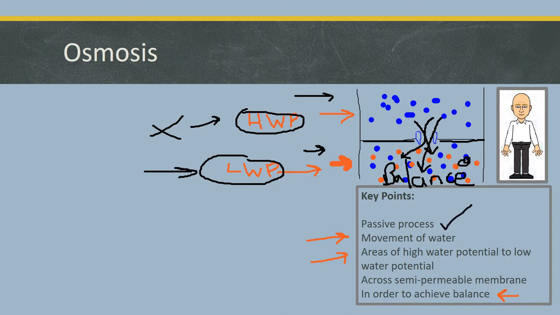It's a passive process, so there's no energy required, it just happens. It's the movement of water from areas of high water potential to low water potential. That means high water potential is just water, and low water potential is stuff dissolved in it, like sugar or salt, across a semi-permeable membrane. That means it'll let some stuff through but not others. In this case it will let water through but it won't let glucose through in order to achieve balance.